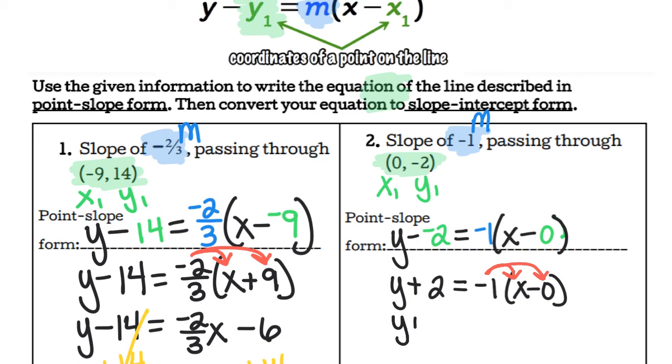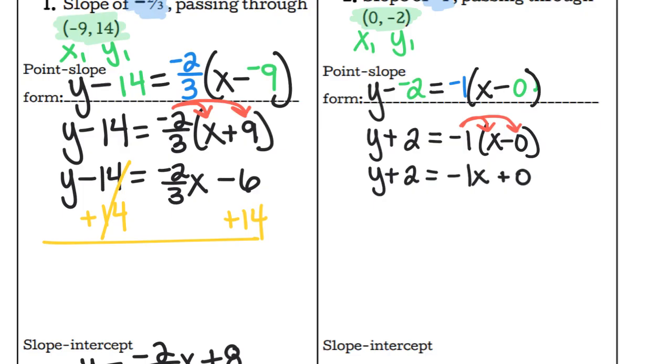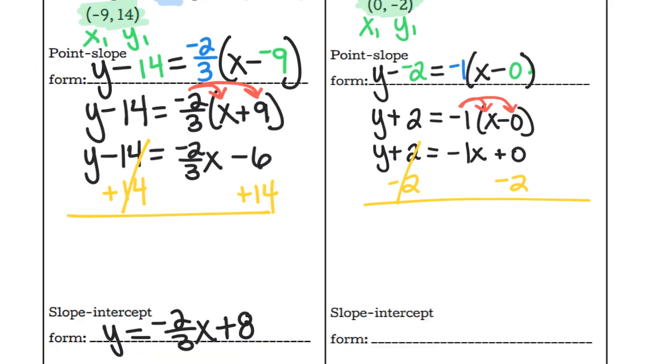So we'll go ahead and keep this y plus 2. And when I distribute -1 to the x, I'm going to get -1x. And when I distribute -1 to the 0, I am going to get 0. Now we do have one more step to isolate the y and complete our conversion into slope-intercept form. We're going to need to subtract 2 on both sides. So this will leave me with a slope-intercept form of y equals -1x minus 2.